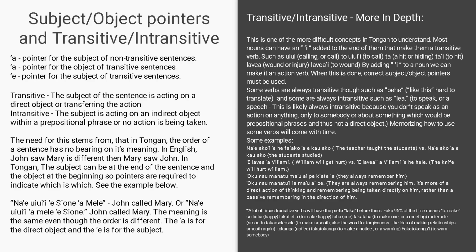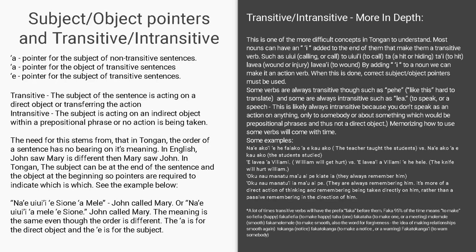When this is done, correct subject-object pointers must be used. Some verbs are always transitive, though, such as behe, which means like this. It also could mean speak or do something. It's hard to translate, but it's always transitive. And then some are always intransitive, such as lea, to speak or a speech. This is likely always intransitive because you don't speak as an action on anything, only to somebody or about something, which would be a prepositional phrase and not a direct object.